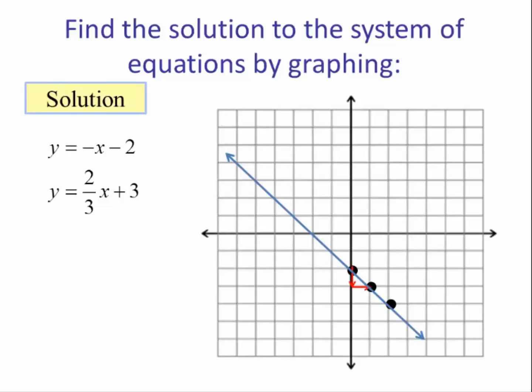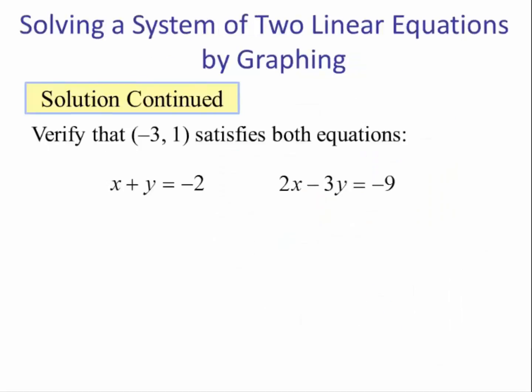For the second line, the y-intercept is 3. So we go to 3 on the y-axis, put a dot. The slope is a positive 2/3, so that means we rise 2, run a positive 3, put a dot. Or we could go down 2, which is negative, and to the left 3, which is negative, and negative over negative is positive. Put a dot, connect the points, and we see that the solution to the system is the point negative 3, 1.